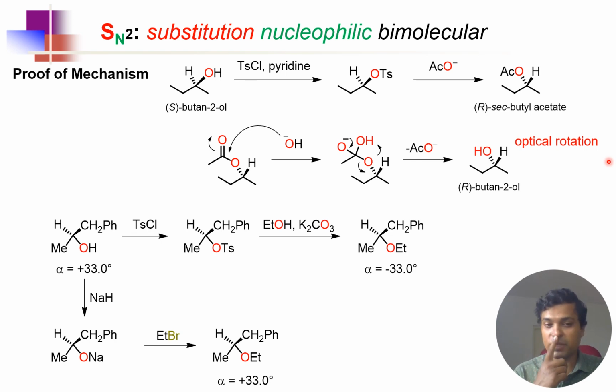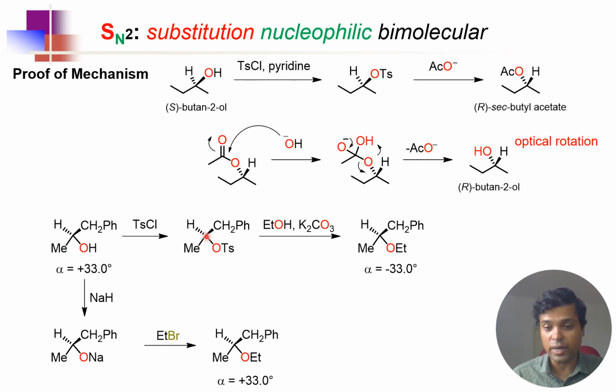So let's take an example. This is actually an experimental result that was performed. Again you start with the alcohol which has plus 33, which is alpha, the specific rotation. You first react with the tosyl chloride in presence of pyridine. Sorry, I forgot to mention the pyridine over here. And then you do the tosylation.